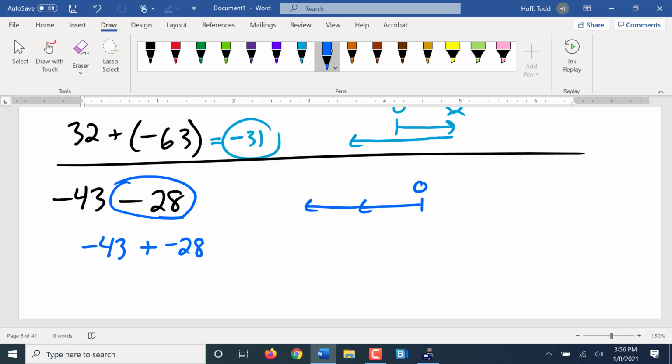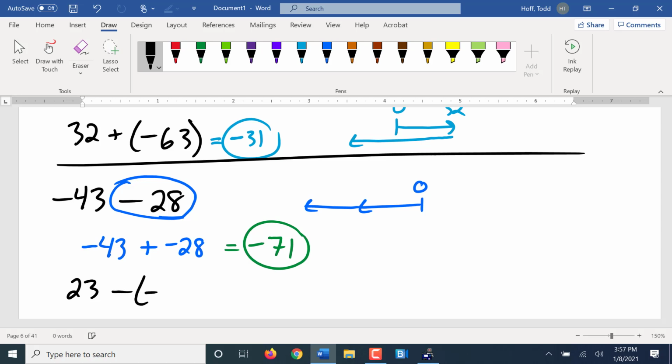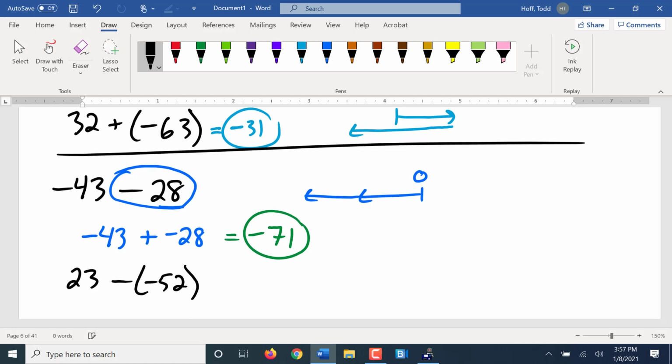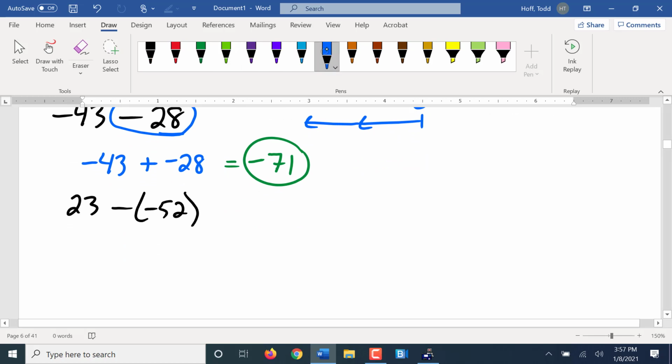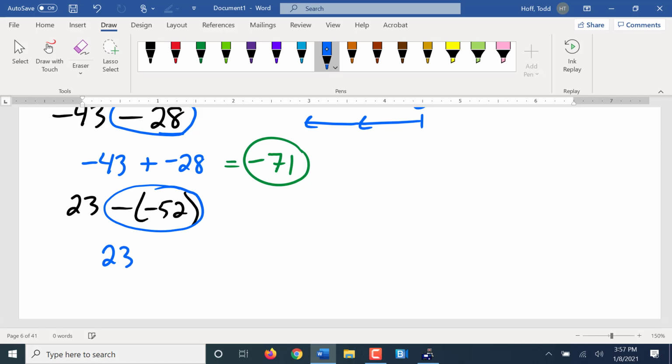They go the same direction. What's that result going to be? Negative 71. Perfect. If I have 23 minus a negative 52. Now again, subtraction operates on the number that comes after it. So the 23 doesn't change. Minus a negative 52 becomes adding the opposite of negative 52. So the opposite of negative 52 is a positive 52. And yeah, 23 plus 52 is just 75.